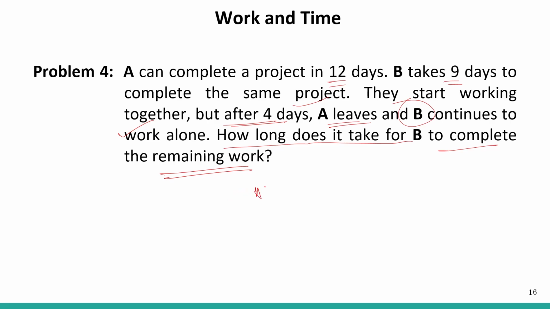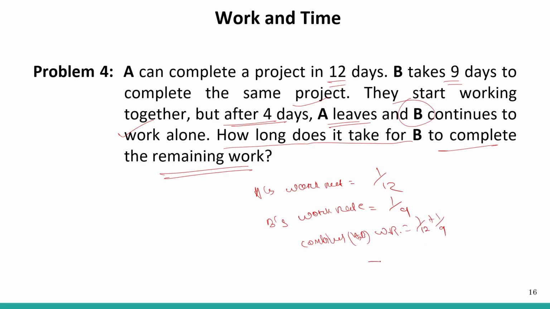Let's first calculate their individual work rates. A's work rate is equal to 1 by 12. B's work rate is equal to 1 by 9. And combined AB work rate is equal to 1 by 12 plus 1 by 9. The common denominator will be 36, so 3 plus 4, so 7 by 36.